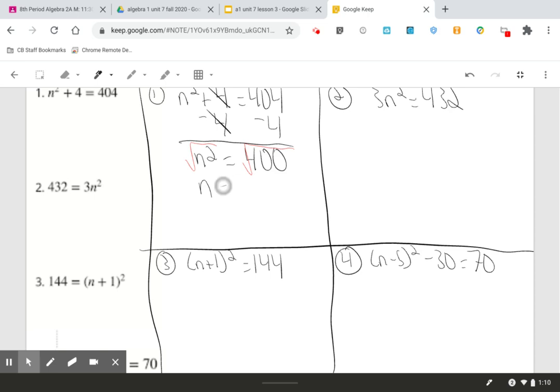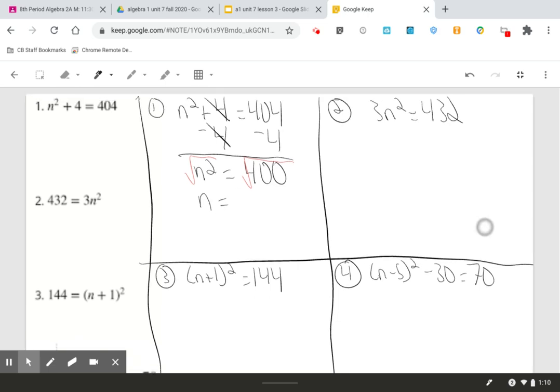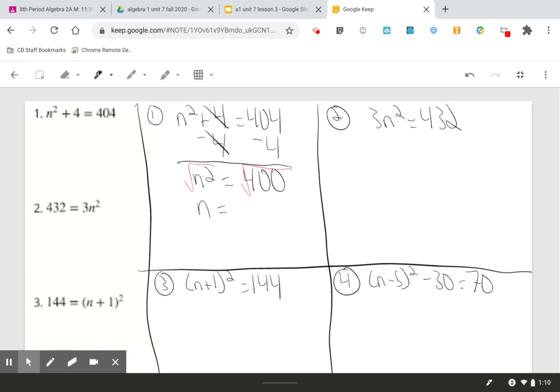Okay, because that is our ultimate goal, to be able to solve for n. So by square rooting both sides, by doing the opposite of squaring, the square root will cancel out the squared, and we'll be left with just n. But if I square root one side, I have to square root the other side. So the square root of 400, in this case, is 20. Use a calculator if you need to.